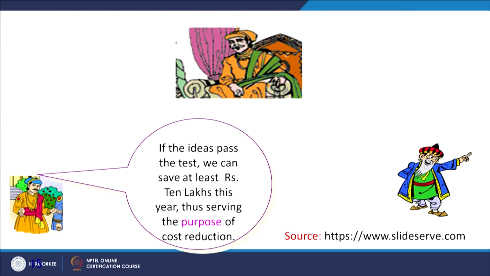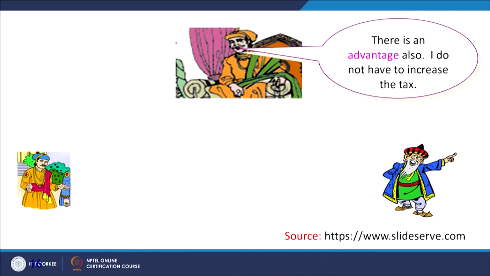So if the ideas pass the test, we can save at least rupees 10 lakhs this year, thus serving the purpose of the cost reduction. So we can see that 50,000 soldiers are being added, rupees 20 saved per product. We can say that there is a huge amount of saving for the kingdom or for the king. There is an advantage also, I do not have to increase the taxes.